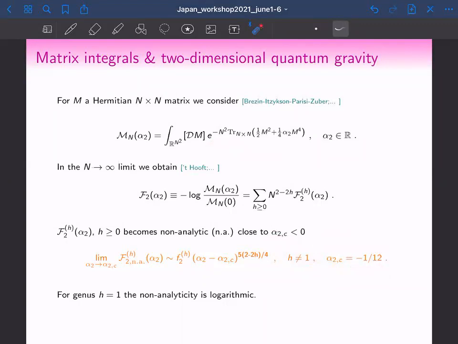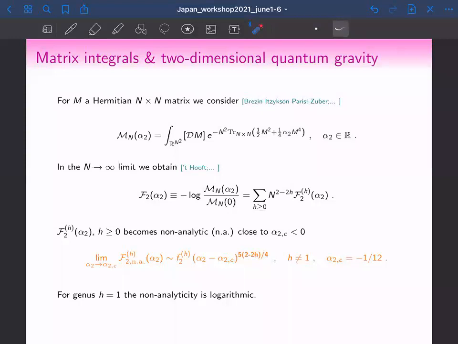Only if you go further than alpha 2 critical do you have to choose a branch cut. And it turns out that the free energy for genus H, for alpha 2 close to alpha 2 critical, has this following non-analyticity, where this object is called the critical exponent. And you see it already here: for genus 1, if you're on a torus, the non-analyticity is no longer of a power law structure, but it is logarithmic.